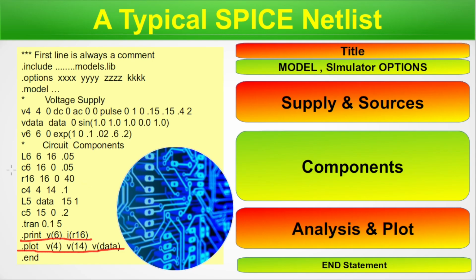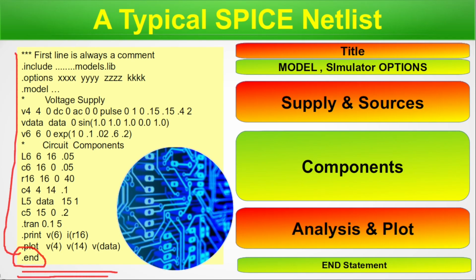It will print the data in the console, that means the terminal that you are using to run the SPICE deck, that means the SPICE input file or the SPICE netlist. And here you can see there is an end statement. Anything after this will not be considered part of this SPICE netlist. If you write any components after this, they will be discarded. So end means our SPICE netlist is ending.